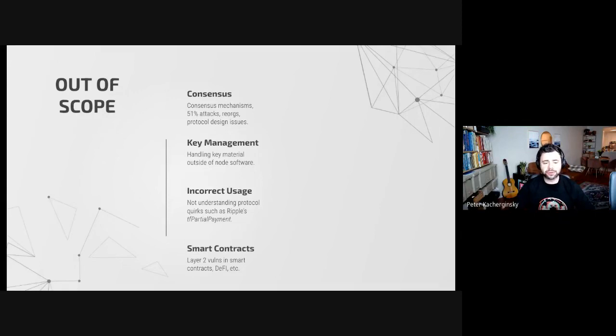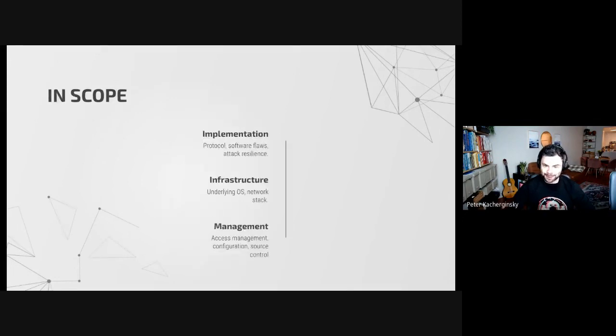Finally, we're not going to focus on the layer two vulnerabilities such as smart contracts, DeFi, and so on. So what's in scope? What's in scope are the implementation flaws. So protocol, software flaws, attack resilience, can the node stand up to sustained attacks? Infrastructure. So we're not looking at nodes as just this one thing, protecting just the node itself and not caring about anything that it's built on top. We're worrying about the underlying OS, we're worrying about the network stack and anything that goes around it.